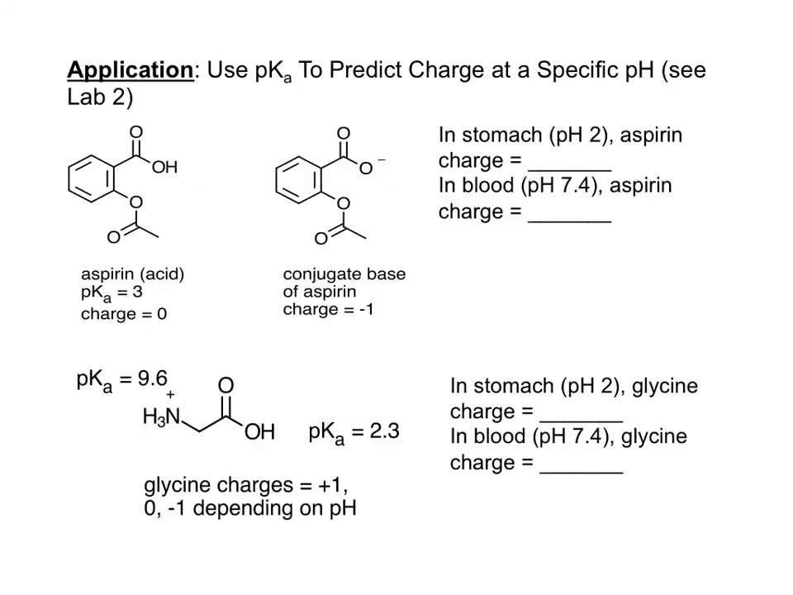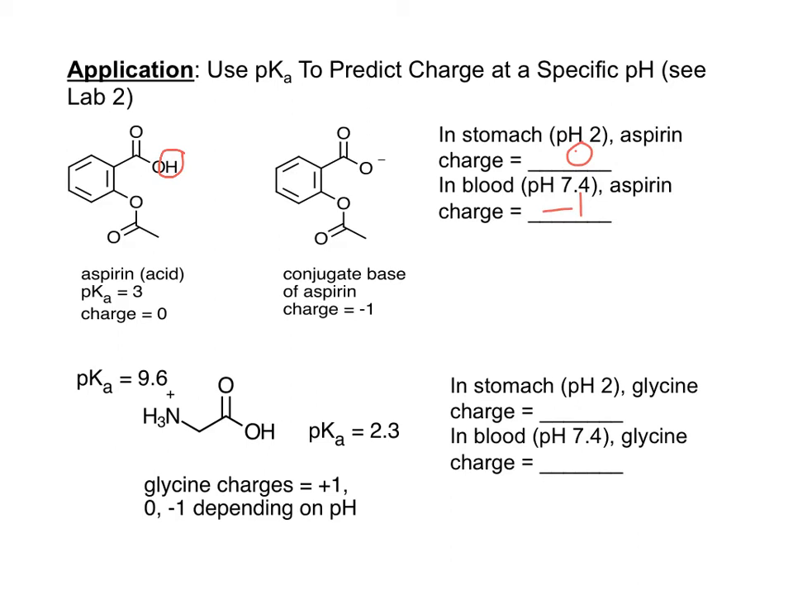You can also use the pKa table to predict the charge of an acid or base at a specific pH. This is important in biology because charge often determines solubility. You can also use charge to separate one substance from another in a mixture. For example, aspirin is an acid. It has a pKa of 3. Note the charge on aspirin is 0, but the conjugate base of aspirin has a charge of -1. In the acidic pH 2 conditions of your stomach, aspirin has a charge of 0, but in the blood, which has a pH of 7.4, aspirin has a charge of -1.